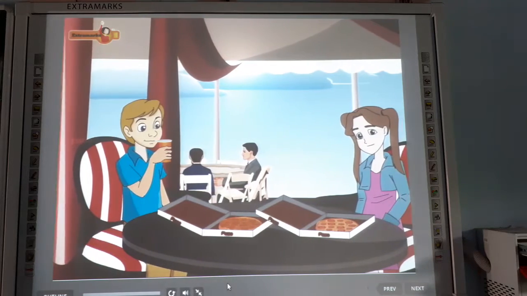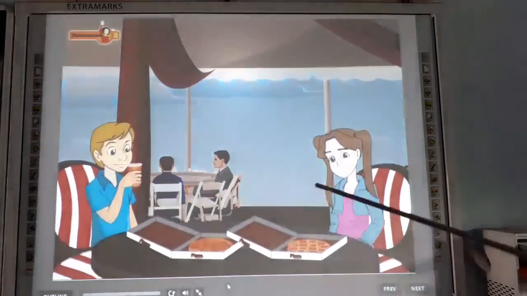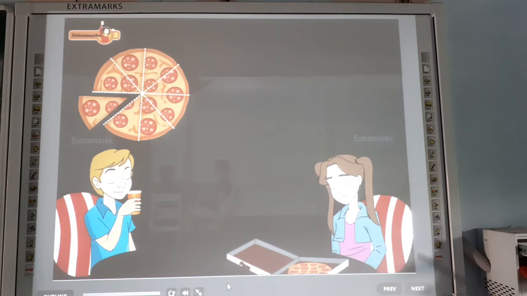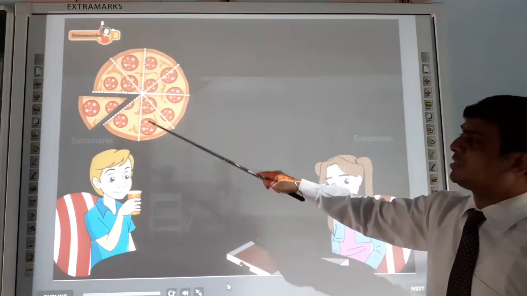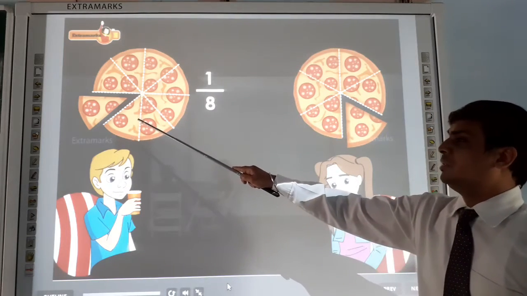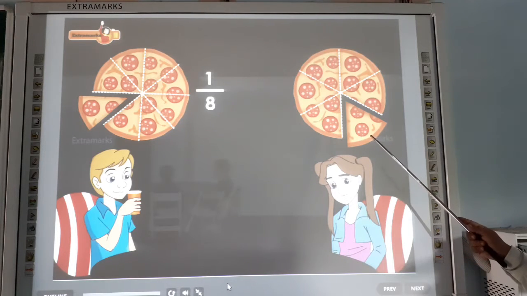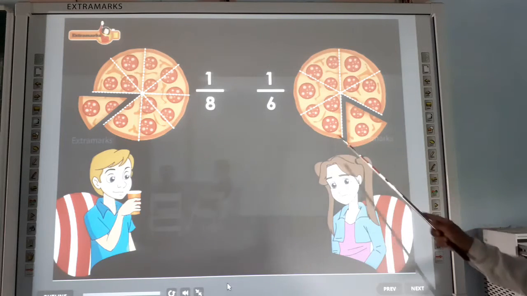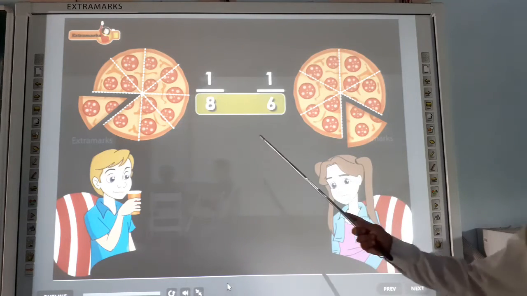Show the picture. Each part is equal. Total parts is 8, and 1 part is eaten, so 1 upon 8 part. Look at this. 1 upon 6, total parts is 6, so 1 by 6 part. 1 upon 8 and 1 upon 6. This is a fraction.